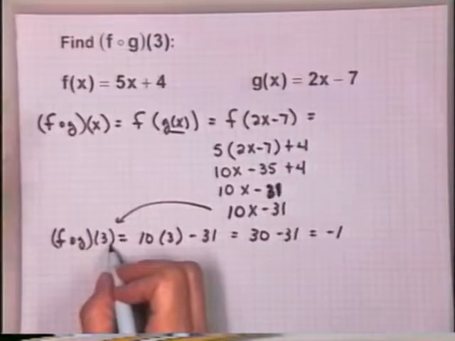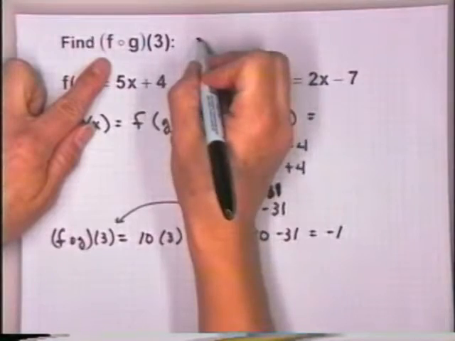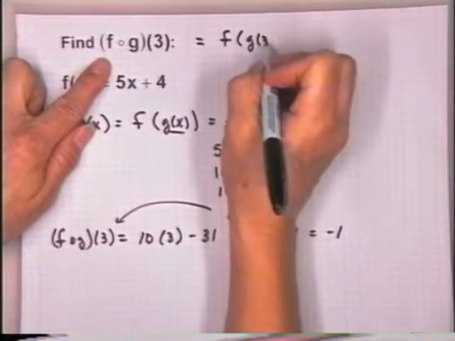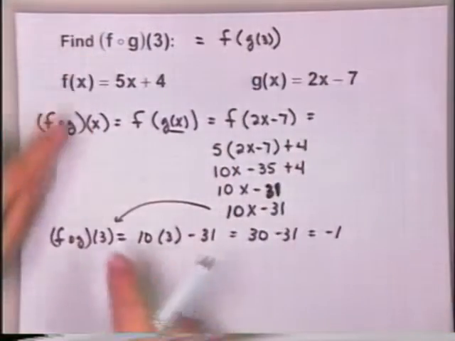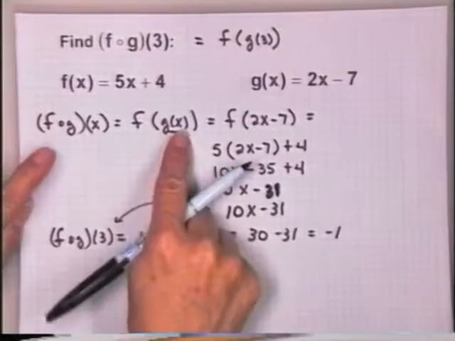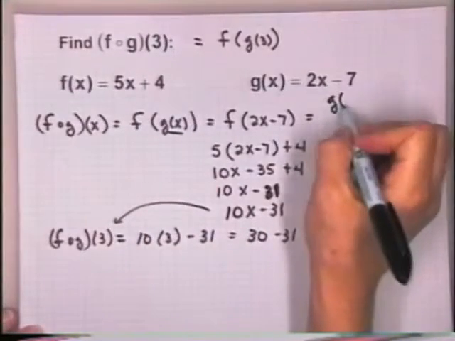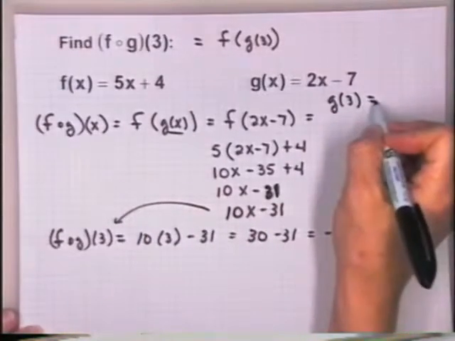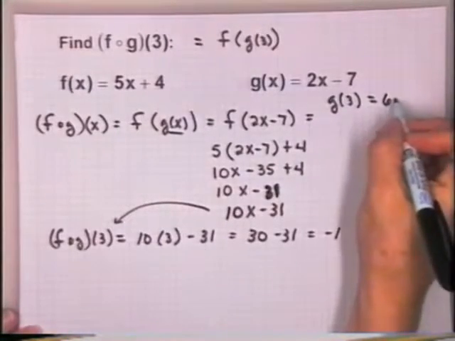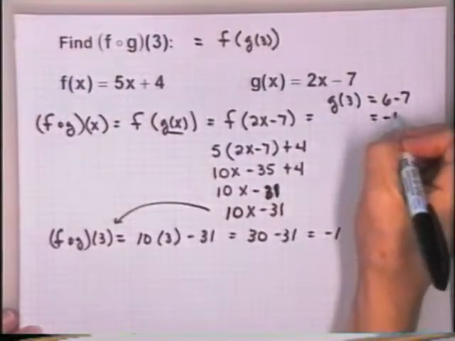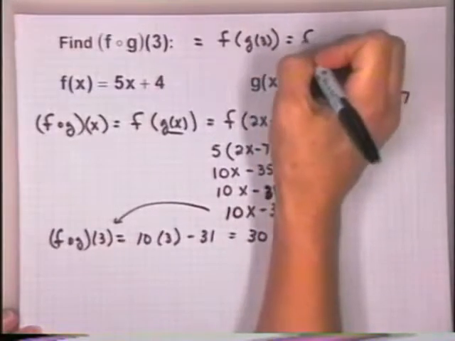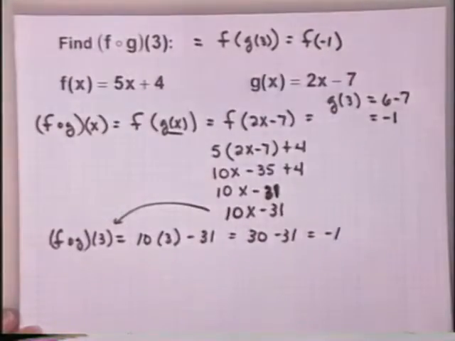But here's another way you can look at this. f circle g of 3 could mean f of g of 3, just like f circle g of x means f of g of x. Now, let's come down here. What is g of 3? Well, we're going to put a 3 where x is here, so 2 times 3 is 6, minus 7. 6 minus 7 is negative 1. Okay, so we're going to replace g of 3 with negative 1.